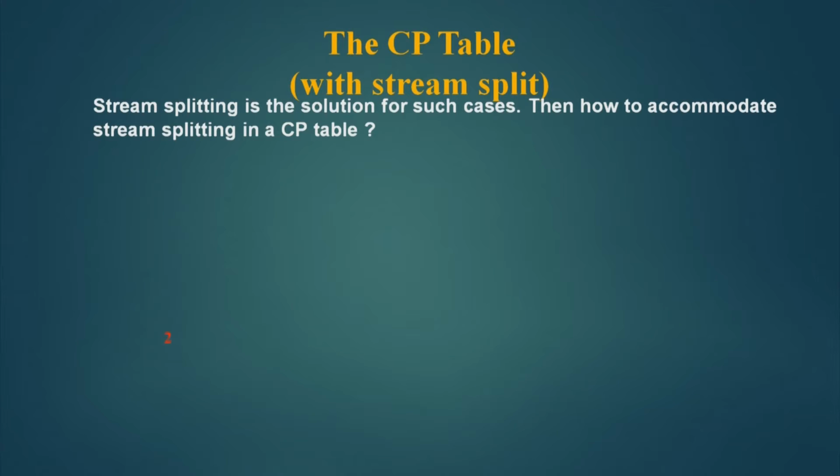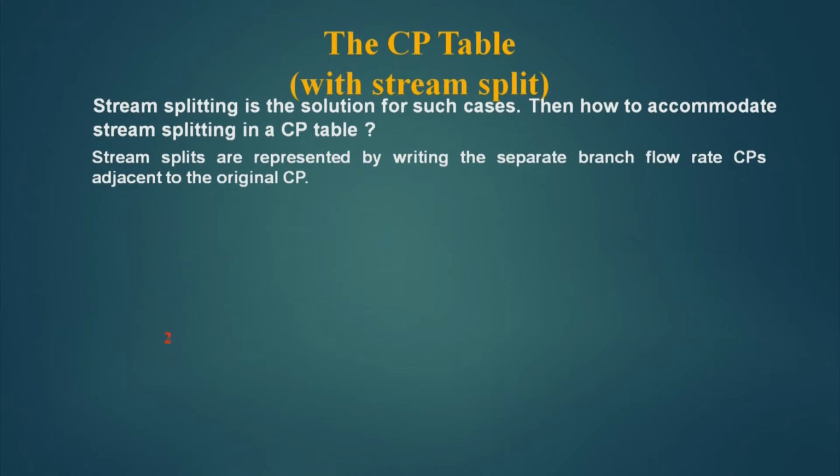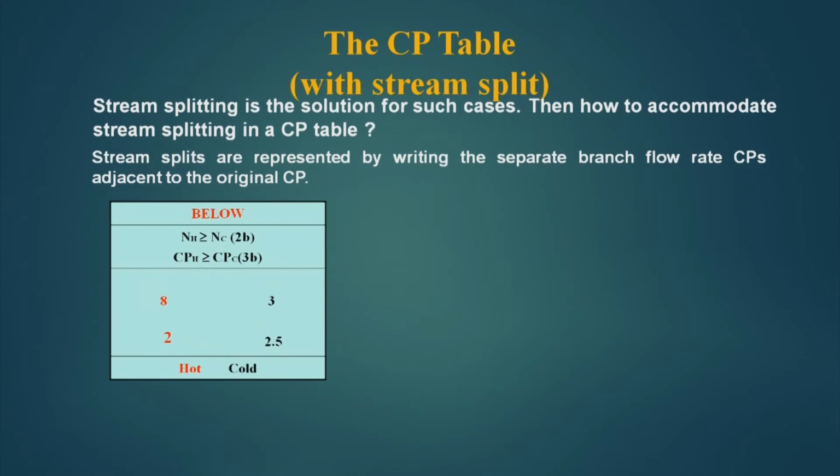So, the problem which we face, and if you think how to solve it, then it comes out that splitting is the only solution for such cases. Then the question is how to accommodate the stream splitting in a CP table. Stream splits are represented by writing the separate branch flow rate CPs adjacent to the original CP.